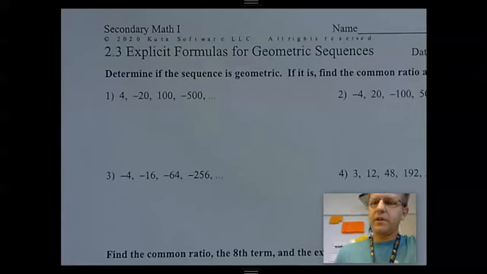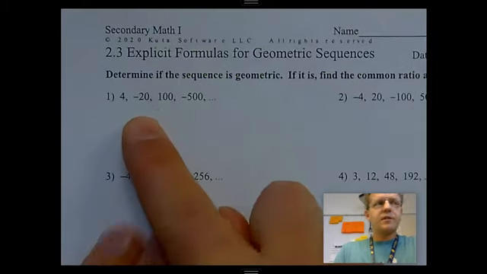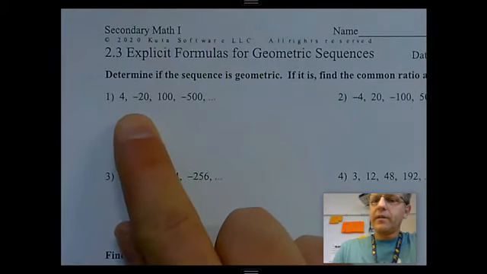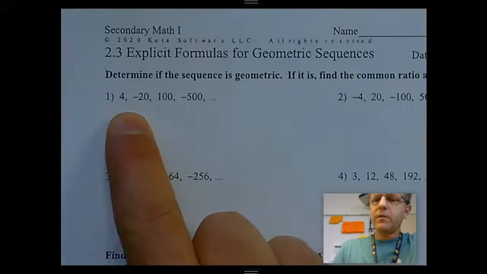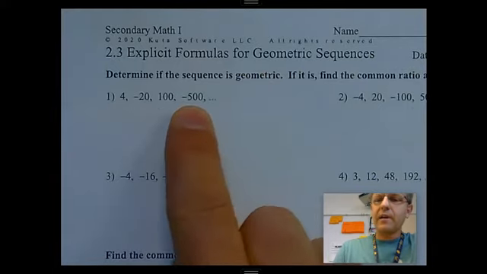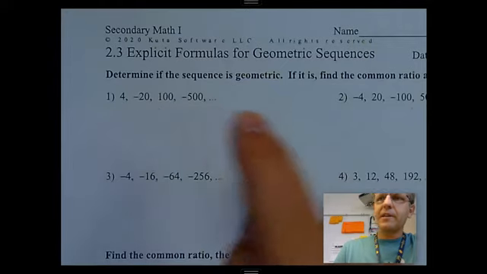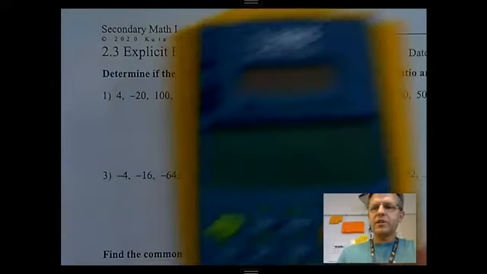Hey, this is a help video for 2.3 explicit formulas for geometric sequences. Let's take a look at this first one. Now, if you didn't know, you might look at this and say, is it adding or multiplying? Well, I think this is multiplying. It's getting big really fast, but we can check.